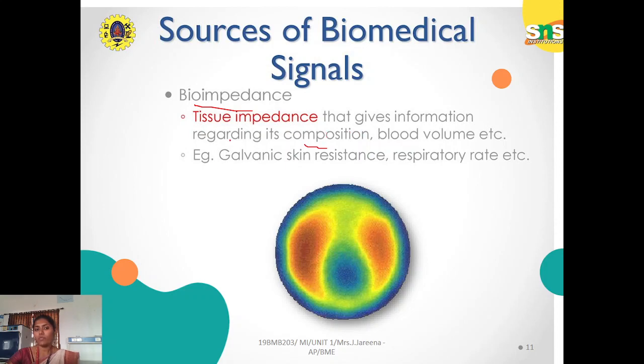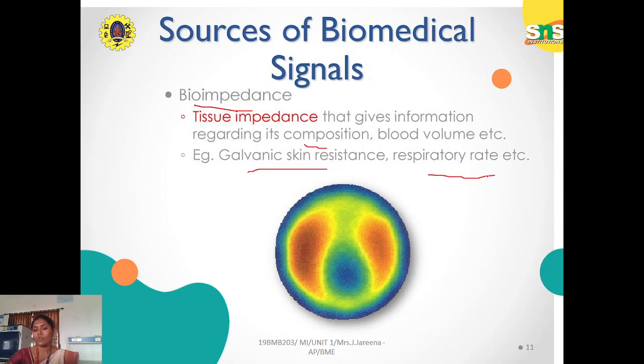An example of bioimpedance is galvanic skin resistance. Here we have a method to measure the skin resistance, and based on that we can reach a conclusion about the person; emotional changes can also be detected with the help of galvanic skin resistance.